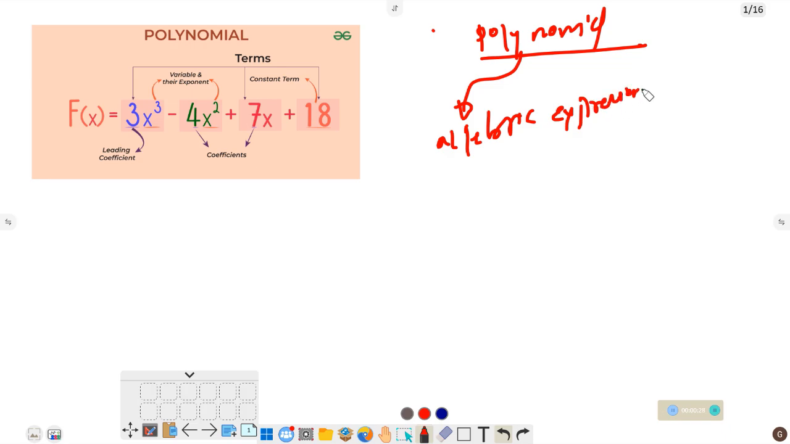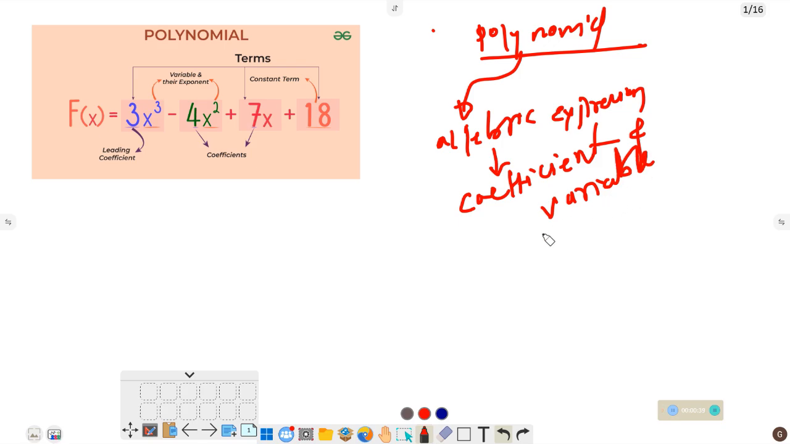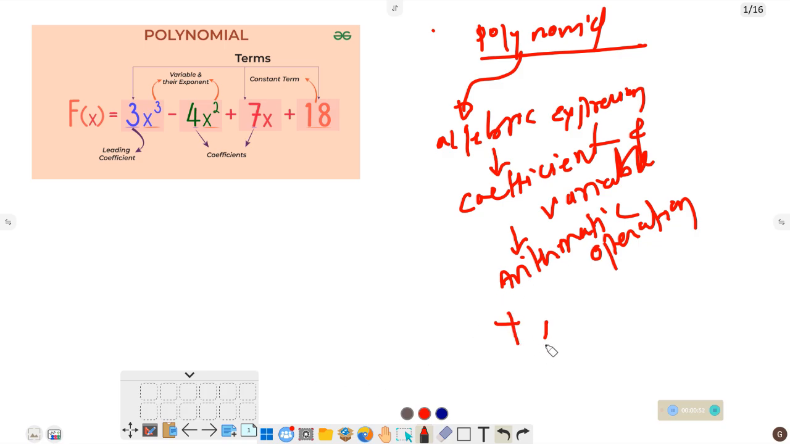Algebraic expressions consist of a coefficient and a variable and perform arithmetic operations. Arithmetic operations like addition and subtraction, etc. An example of a polynomial is the expression 3x cube minus 4x squared plus 7x plus 18.